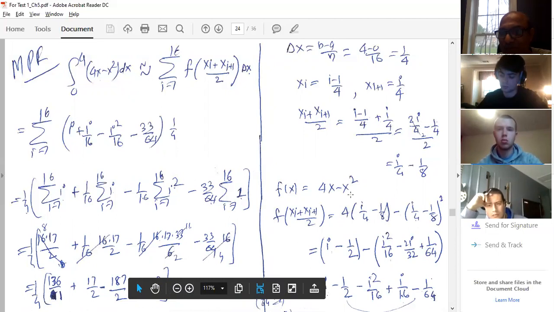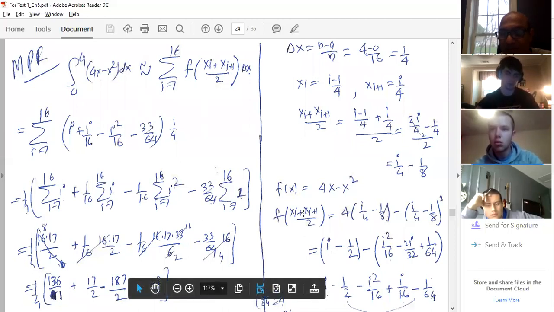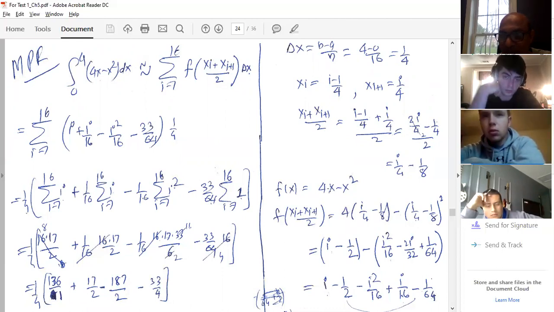Now my f(x) equals 4x minus x squared. I am looking for f of (xi plus 1)/2. I am looking for this one. That means I am replacing my x throughout by (xi plus 1)/2. But (xi plus 1)/2 is i/4 minus 1/8. So I am replacing this x by i/4 minus 1/8 here and here. So 4 times (i/4 minus 1/8), minus (i/4 minus 1/8) and square. Don't forget this square.